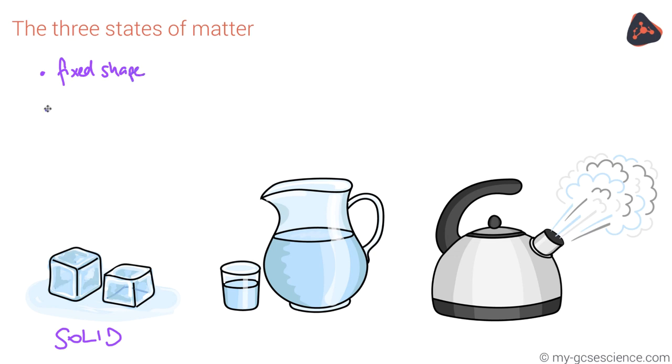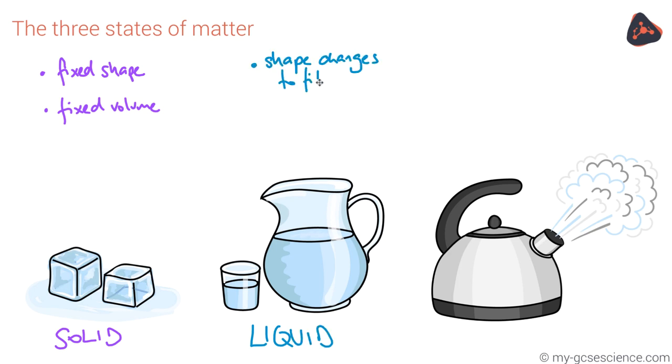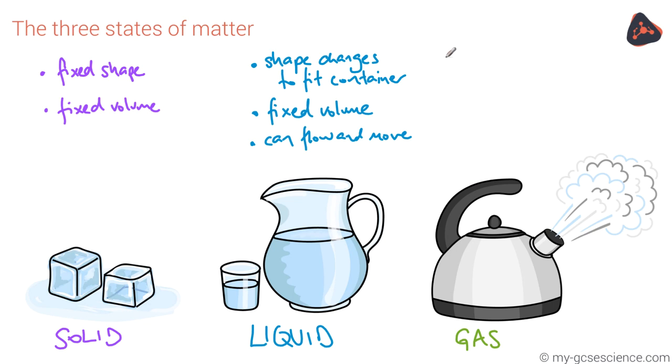It doesn't matter what kind of container they're in, the shape and size of the solid is fixed. Liquids have a fixed volume, they can't be compressed, but their shape changes to fit their container, and they can flow and move around. Gases can change both their volume and their shape.